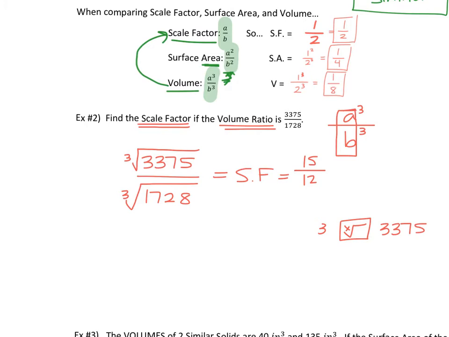The answer is no. What you do to find a scale factor is you have to reduce. So 15 over 12 would actually reduce, if we divide both by 3, to 5 over 4. Okay, so your scale factor, if your volume ratio was this, then 5 over 4 is your scale factor. Okay, so you would just cube root everything.